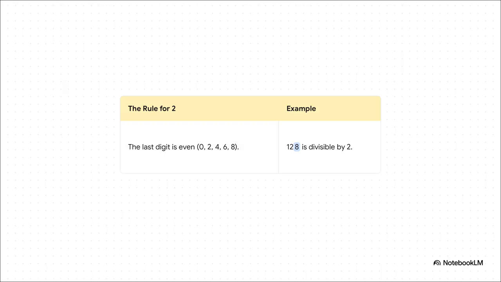All you have to do is look at the last digit. Is it even? If it ends in a 0, 2, 4, 6, or 8, then the whole number, I don't care how long it is, is divisible by 2. Simple as that.